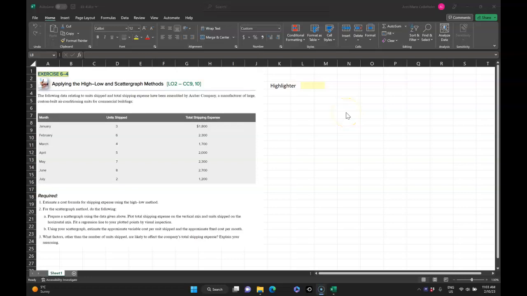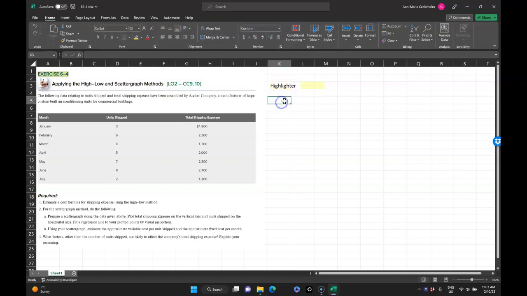In exercise 6-4, we're going to look at putting together a cost formula again using the high-low method. We're just going to skip number 2 though because we're not going to do scatter graphs. Okay, so just as a reminder, I did shoot an earlier video showing you the 4 steps in order to do high-low, and we'll go through these 4 steps again today.